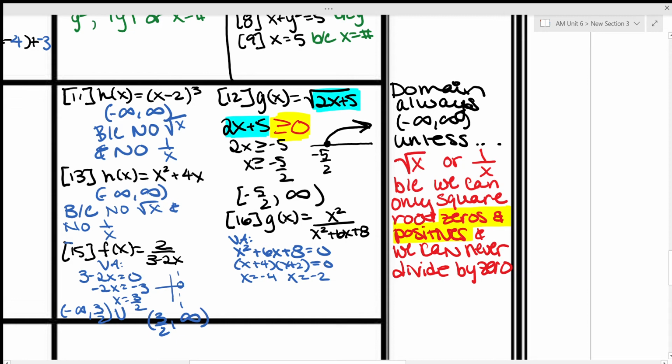Very good. So now I'm going to have a three-way split. Here's why. You have undefined at -4, undefined at -2, but you're going to have graph on the left, the middle, and the right. So that's -infinity, comma, -4. It does not touch the -4. Union, -4 to -2. Union, -2 to infinity.